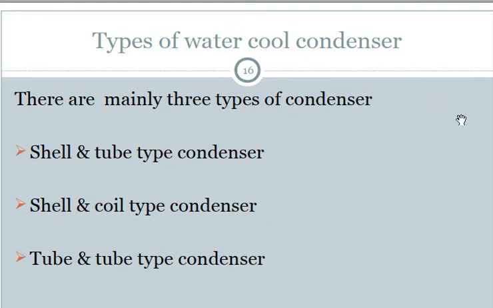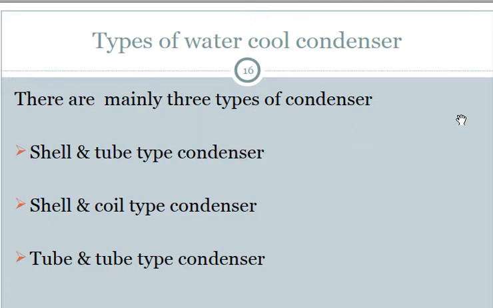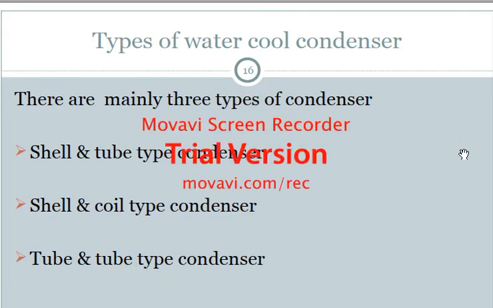Okay, the types of condenser by water cooling, we have three types here. The first type is the shell and tube type condenser, then the shell and coil type condenser, and the last one, the tube and tube type condenser. We will go one by one, and then we will try to explore what each type is.